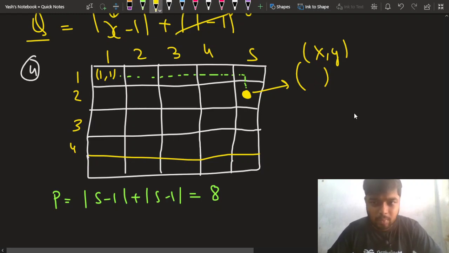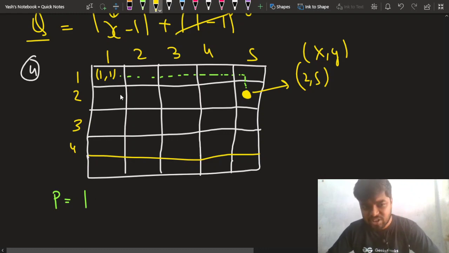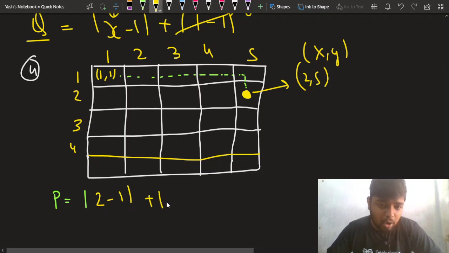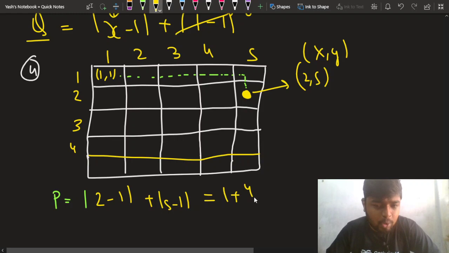Okay, so if this is 2 comma 5, what will happen with this? This was not 5 comma 5, the grid size actually was 5 comma 5. So since this is 2 comma 5, you will first subtract from the x value. Since it is present in the second row, it is 2 minus 1 plus mod of 5 minus 1, right? Because it is present in the fifth column, this will be nothing but 1 plus 4, which gives me 5. So the value of p is 5. So p, which gives me the distance from 1 comma 1, is nothing but 5.